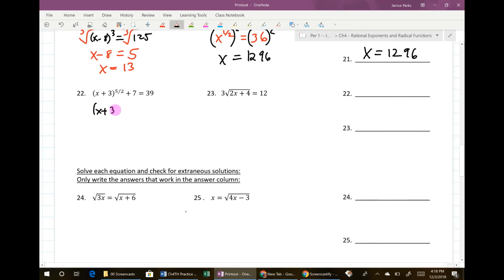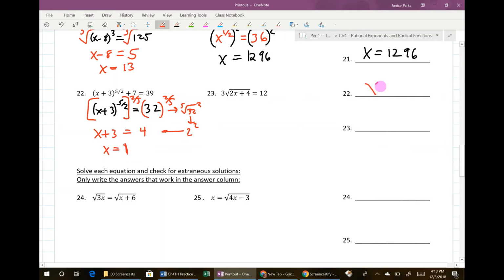For this one, you're going to subtract 7 from both sides first. So you're going to get x plus 3 to the 5/2 is equal to 32. Then you're going to raise each side to the 2/5 power. So you get x plus 3 is equal to the 5th root of 32 squared, which is 2 squared, so that's 4. And then you subtract 3 from both sides, so x is equal to 1. And you can plug that back in. 1 plus 3 is 4. 4 to the 5/2 is the square root of 4, which is 2. 2 to the 5th is 32.